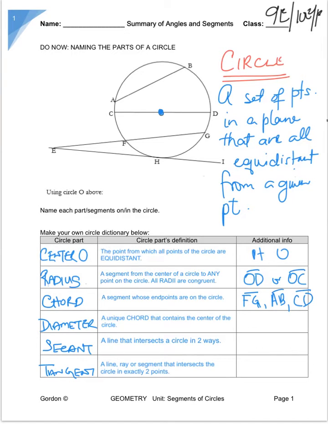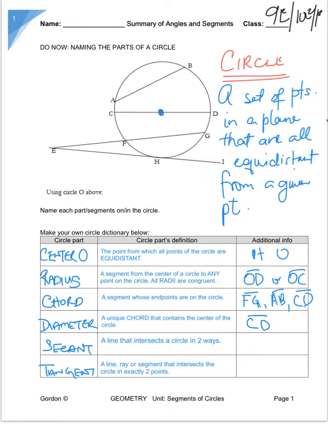Next, we're going to find out what the diameter is. The diameter is a chord that contains the center of the circle. So this guy, CD, contains the center of the circle, and so that becomes our diameter. It's a special chord that goes through the center of the circle.